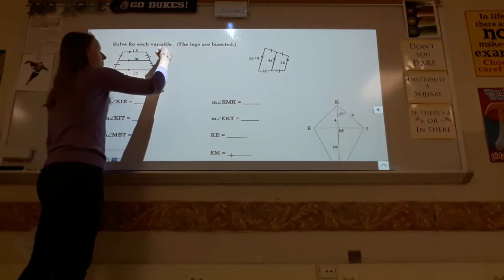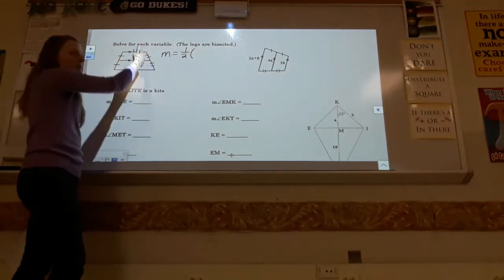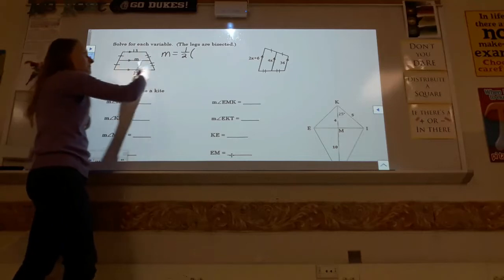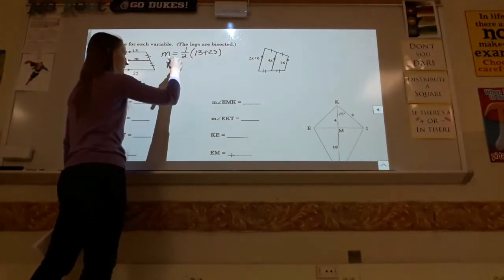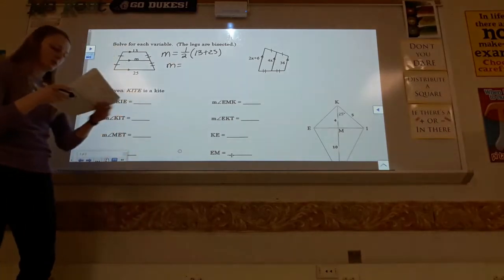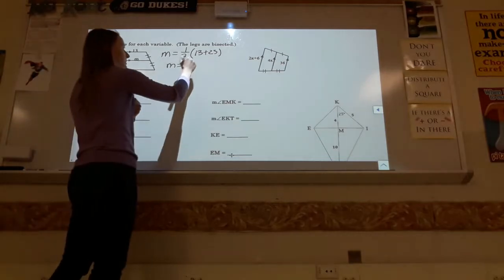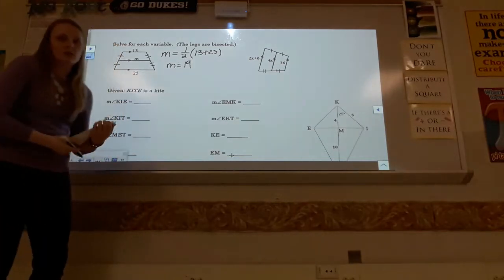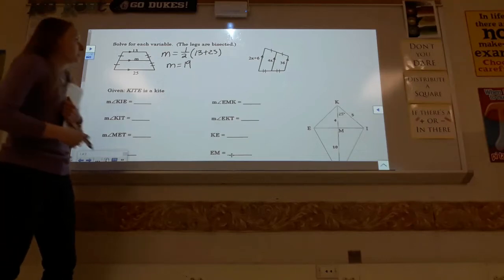The mid-segment formula says the mid-segment is equal to half the sum of the two bases. So this is base 1, this is base 2. I'm going to add those together, and I know you guys can do that. When you add those two together and then divide by 2, you get 19. So the length of the mid-segment is just 19. Okay? Same thing over here.